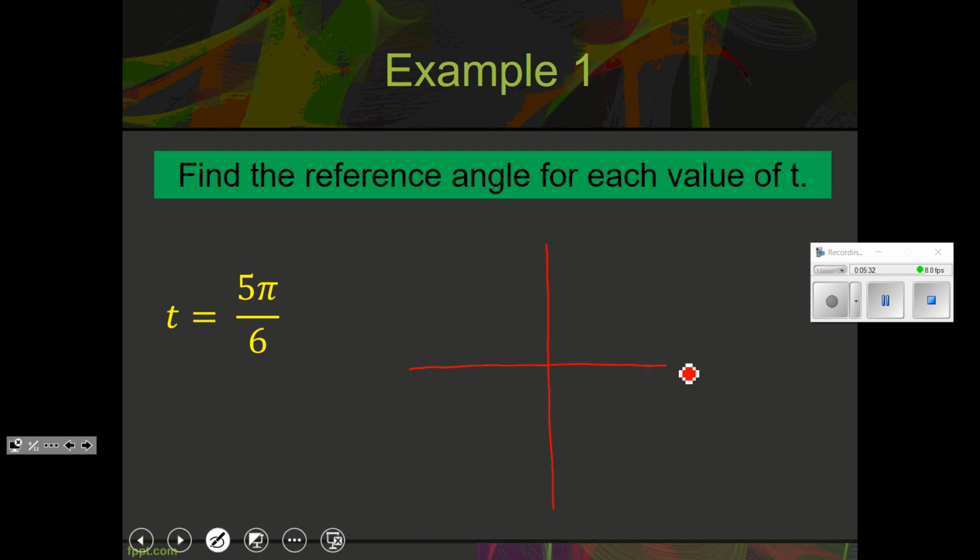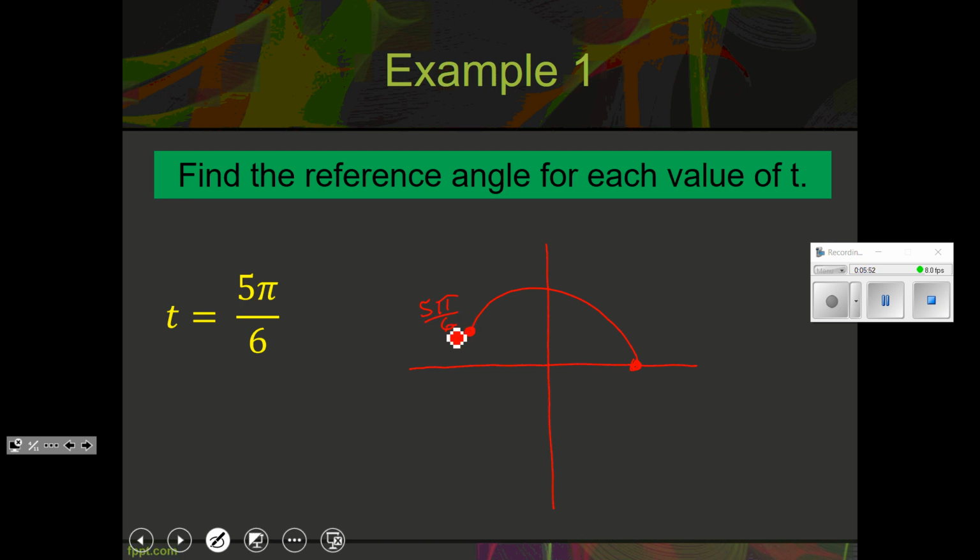So this one should be pretty easy. If I'm going to draw 5 pi over 6, where would I end at? So I'm going to start over here, and I'm just going to end over here at 5 pi over 6, right? So that's your terminal point. It's 5 pi over 6. Everybody understand that? That's your terminal point.